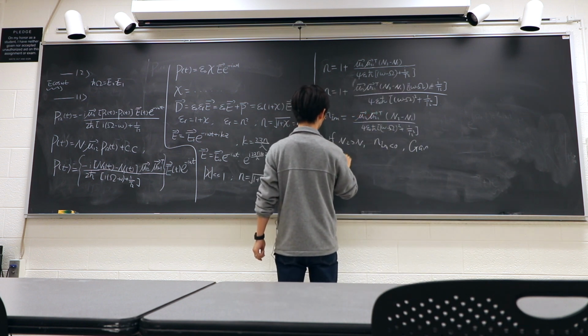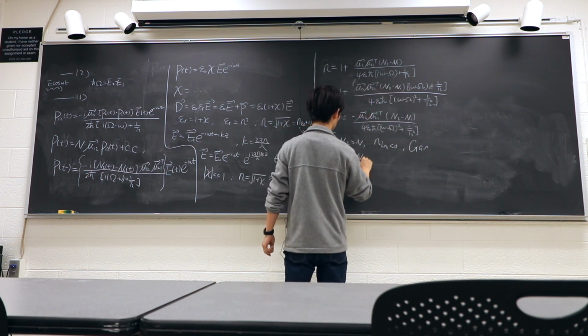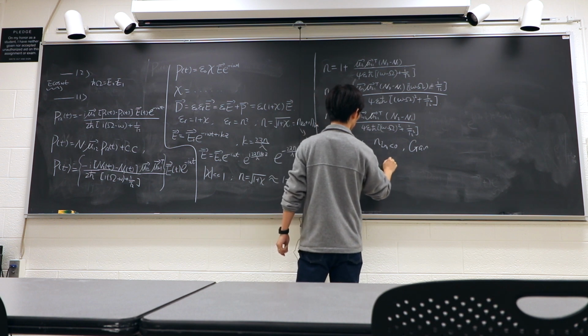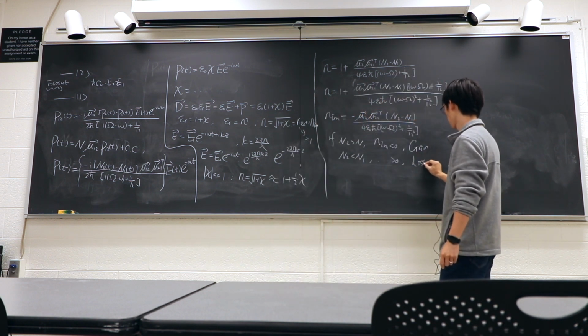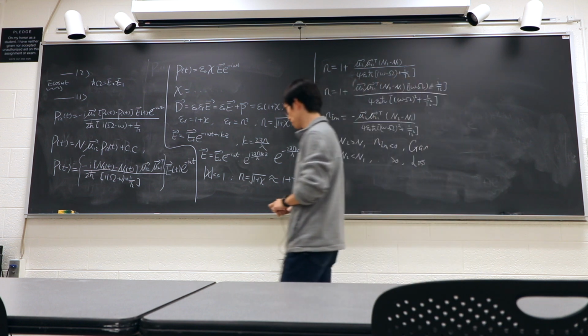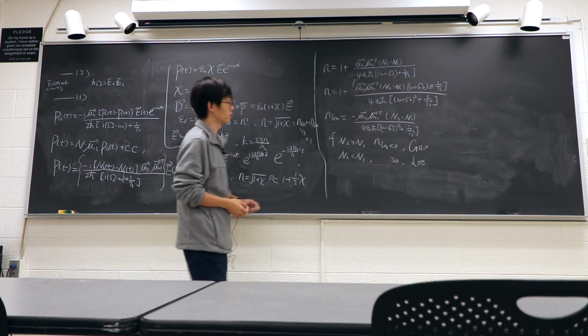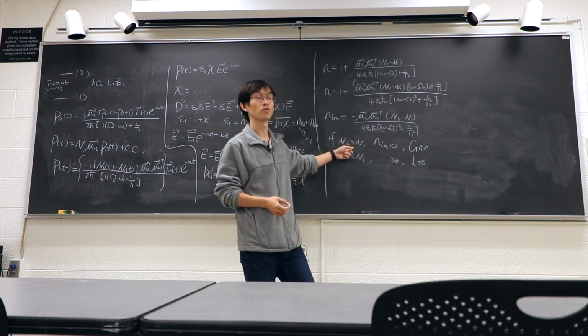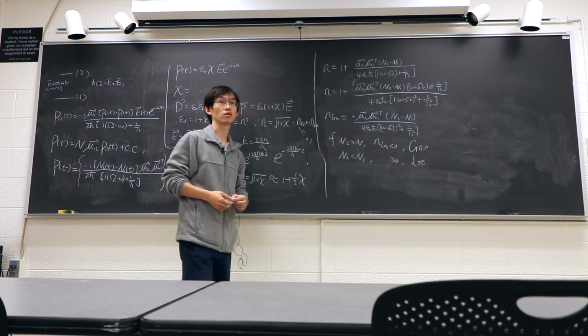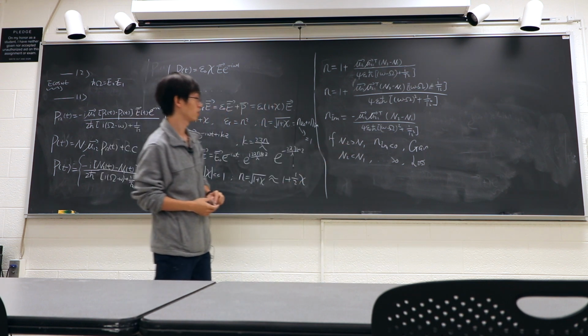And otherwise, you have loss. Okay. So this is why when you build a laser, you need population inversion. Okay. When n2 is larger than n1, it's called population inversion.